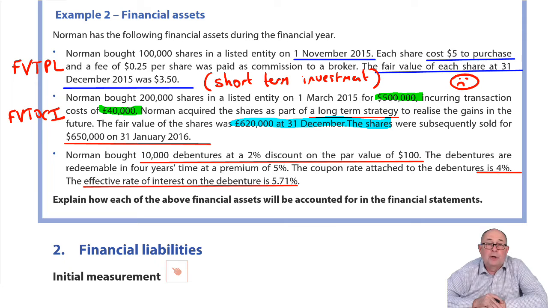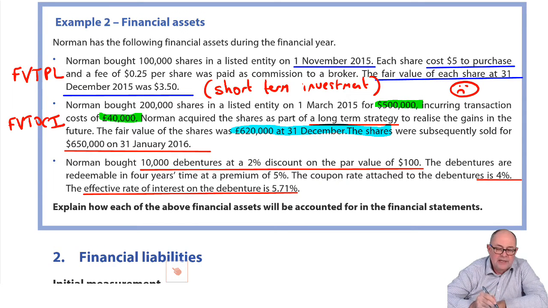With amortized cost, the interest rate that goes into the profit and loss is what they will describe in the question as the effective rate. So again, it's the effective rate, or the internal rate of return. So that's the figure again that is used for the profit and loss.